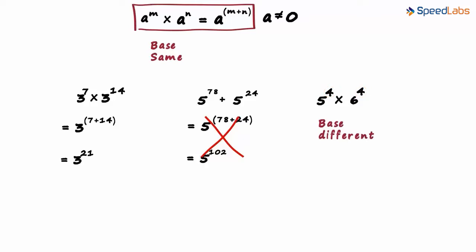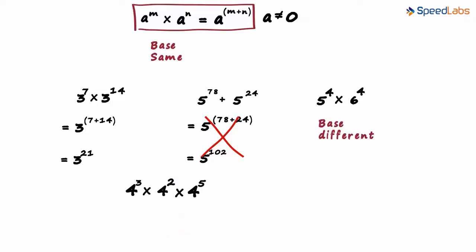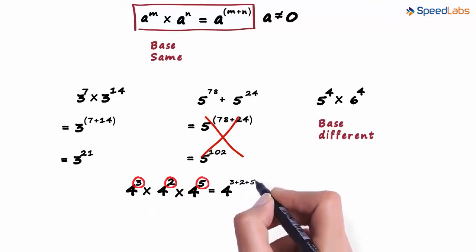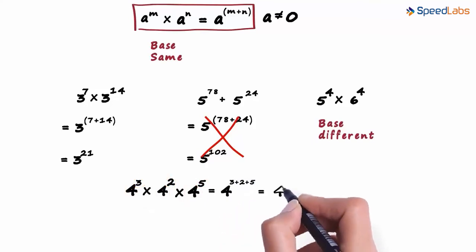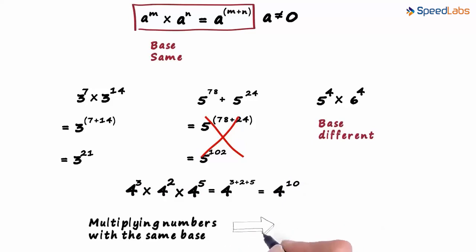But can only two numbers be multiplied using the product law? Not necessarily. If we have an expression like 4 raised to 3 multiplied by 4 raised to 2 multiplied by 4 raised to 5, we can use the product law. Same base and product. So this can be written as 4 raised to 3 plus 2 plus 5, which equals 4 raised to 10. So the product law says that while multiplying numbers with the same base, add their exponents.